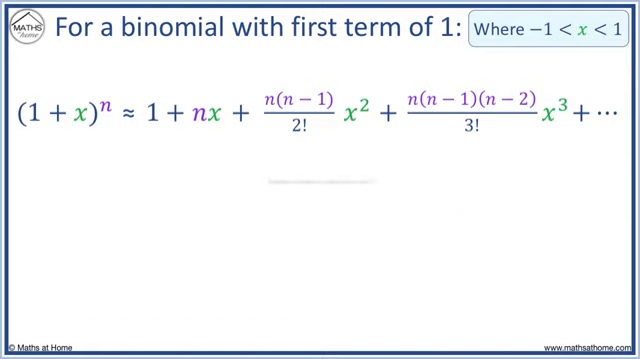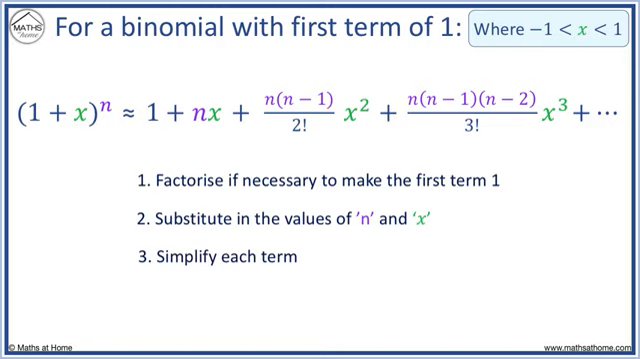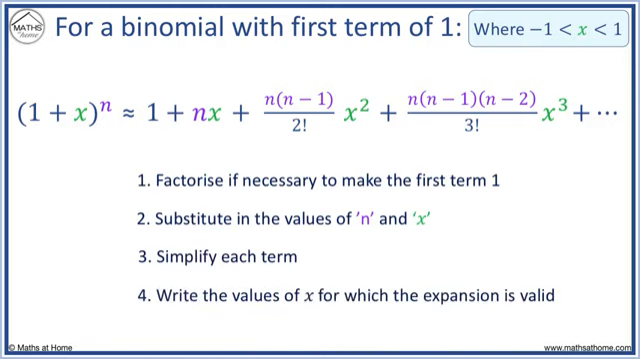Here are the steps. Factorize if necessary to make the first term 1. Substitute the values of n and x into the formula above. Simplify each term and write the values of x for which the expansion is valid.